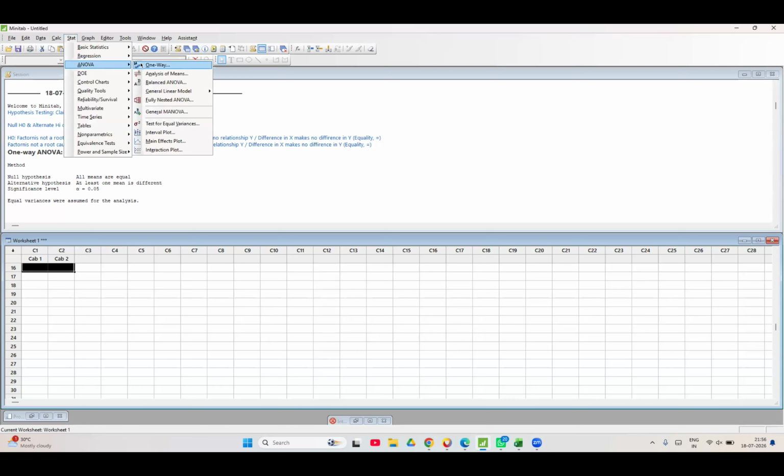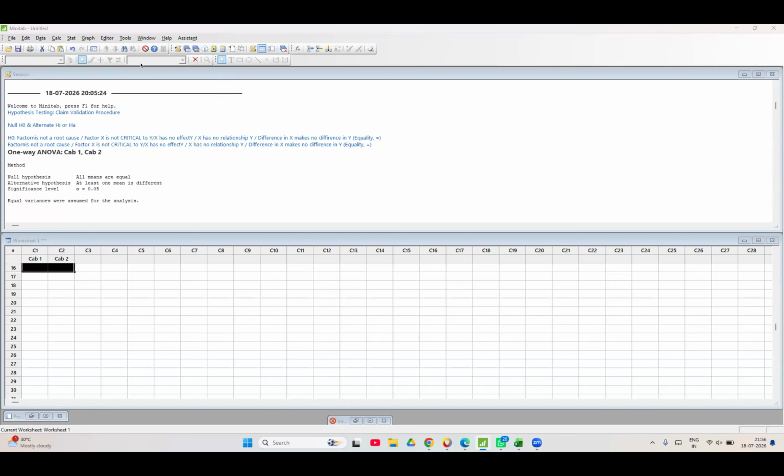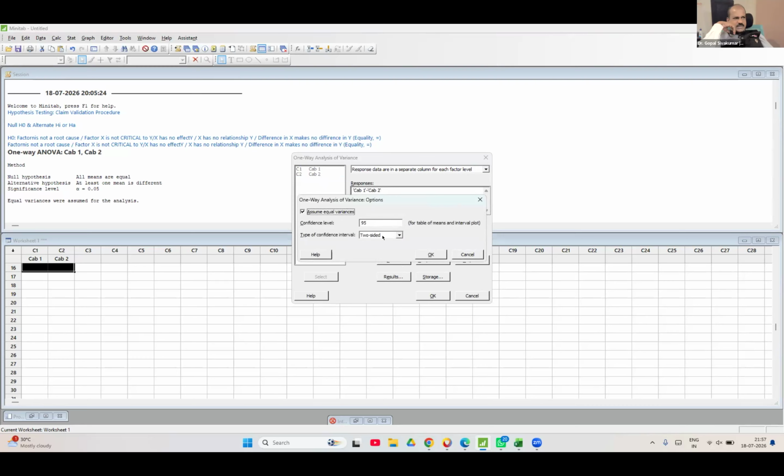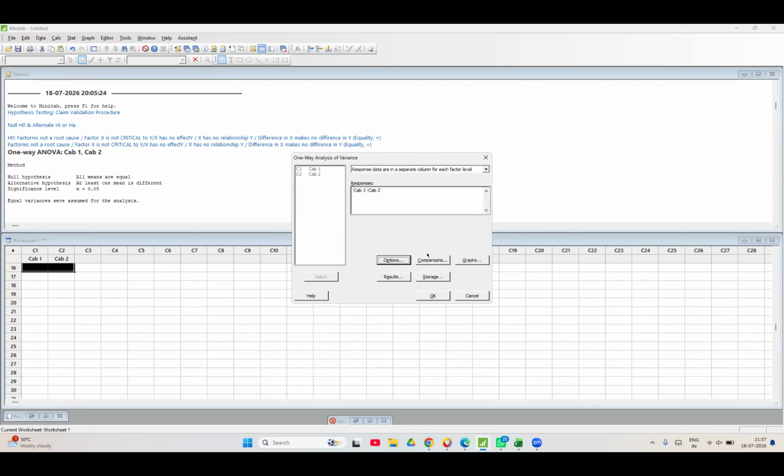I have selected both the caps and Stat. No, in Minitab you don't have to select like this. Stat, ANOVA, one-way ANOVA. Yes, correct. Click. Now, response data are in separate columns. You can delete and select responses. Double click or you can select. Then Options: 95 confidence, equal variance, two-sided. Very good.